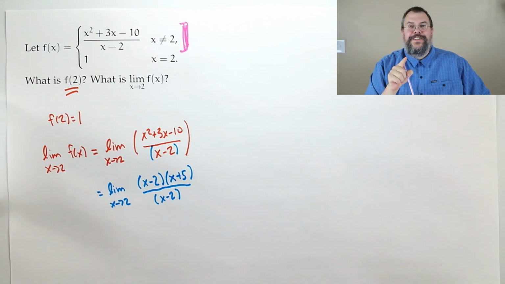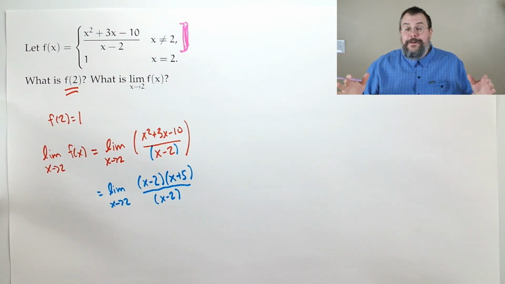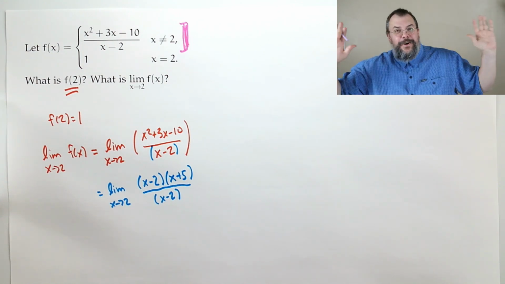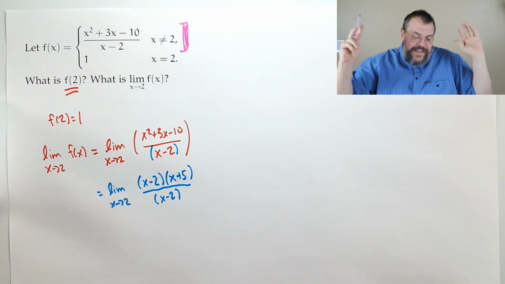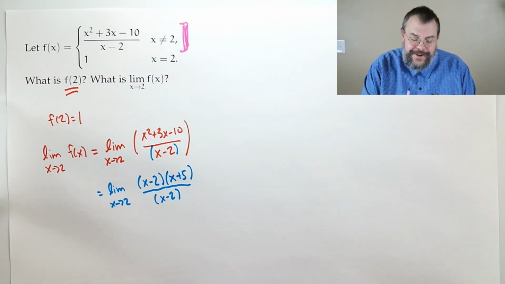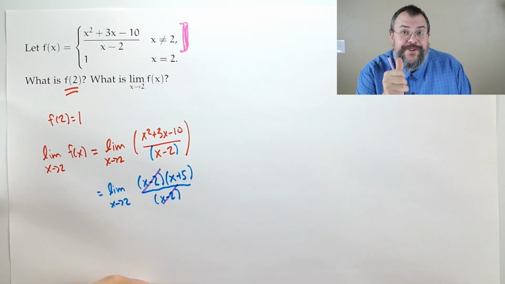Okay, so first question. Are we allowed to cancel the x minus 2's? And I know what you're thinking. Of course we can. Why can't we cancel the x minus 2's? This is silly, Steve. Just let us do it. Okay, I'll let you do it. But why were we allowed to do it?